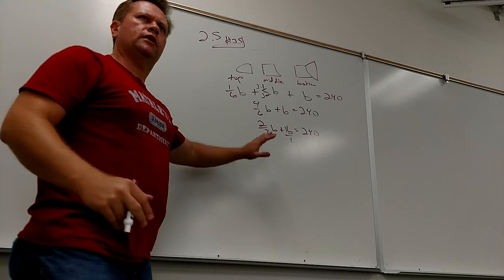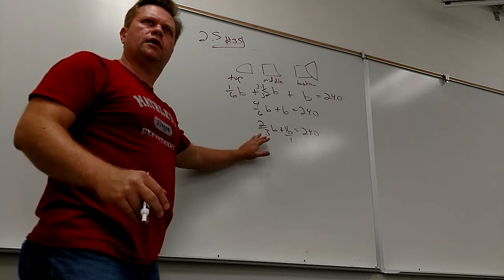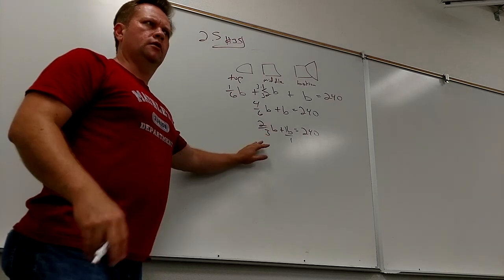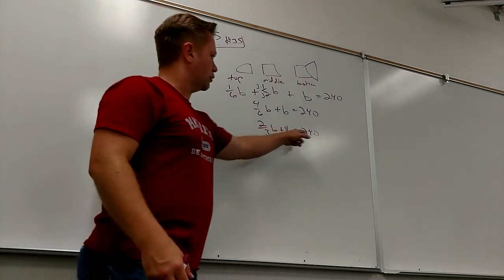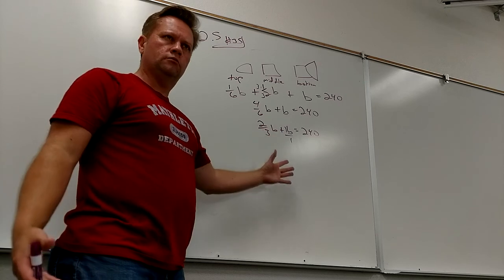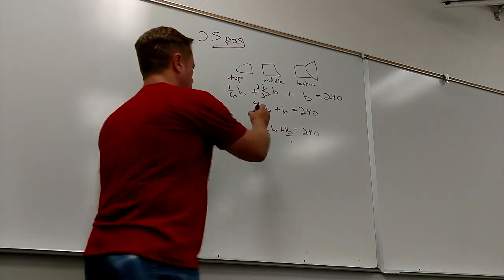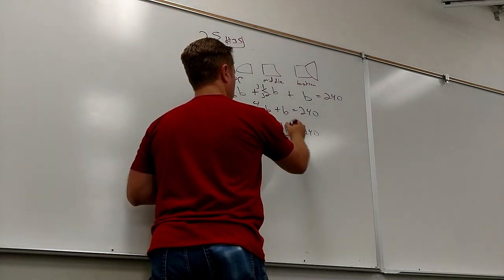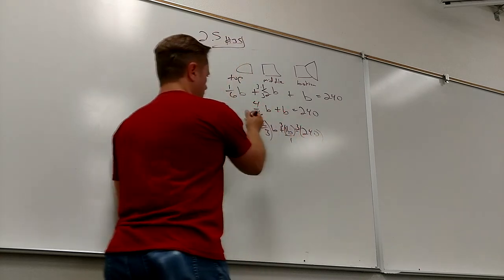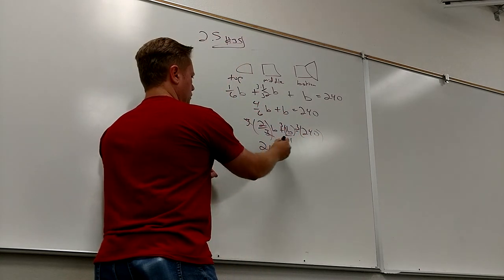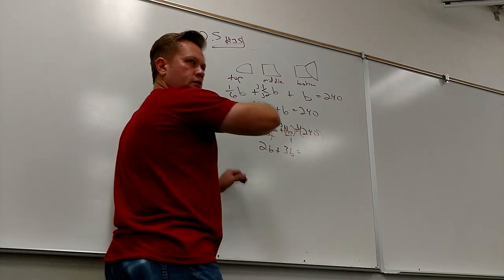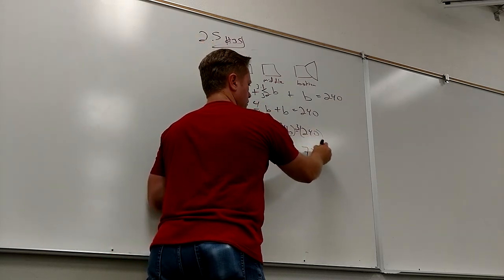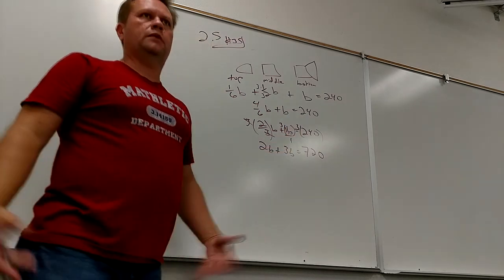Is that a decent place to stop? Does that get you past where you got stuck? Okay. So now you've got multiple ways to do it. You could put these together. You could multiply each thing by 3. Do you see how that would kill your only fraction? So you could do that if you want to. If you multiply each thing by 3, that's now 2B plus 3B equals 720. Look, you're a couple steps away.